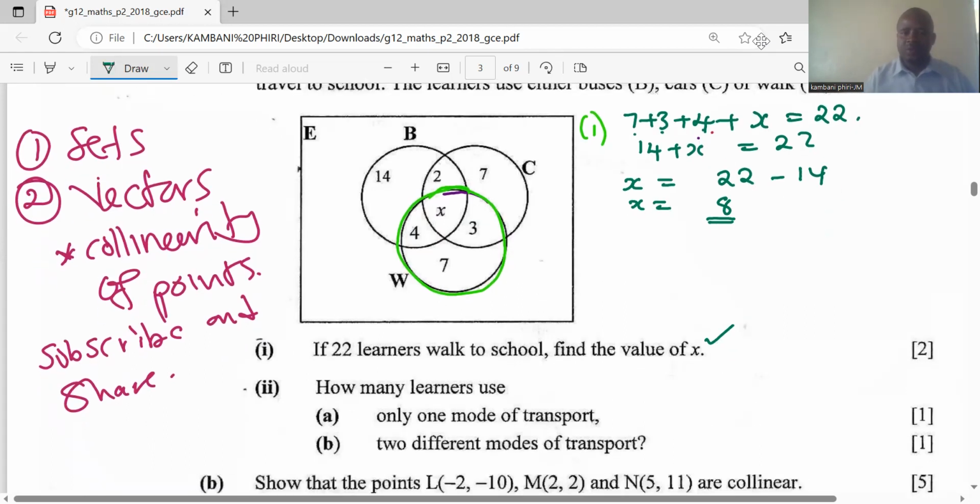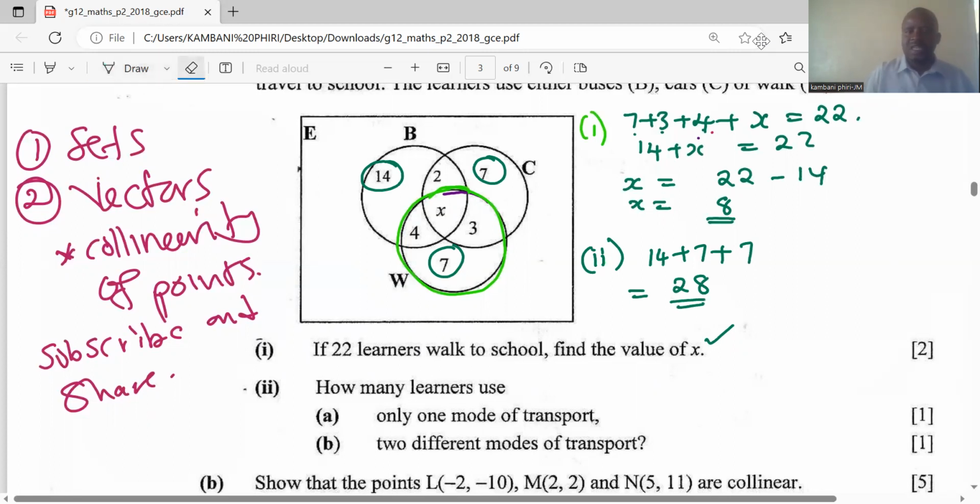How many learners use only one mode of transport? We are interested in the number of learners that only use buses, learners that only use cars, and those that walk only. So these represent the number of learners that use one mode of transport only, right? So that will give us 14 plus 7 plus 7, and this will give us 28, because 7 plus 7 is 14, plus 14 is 28. Okay, this is A.